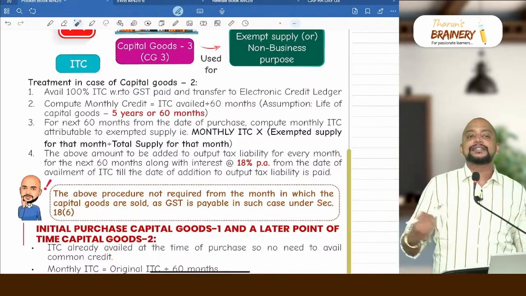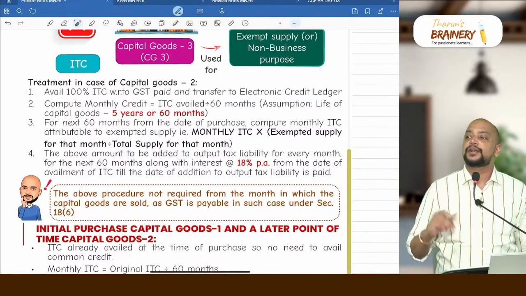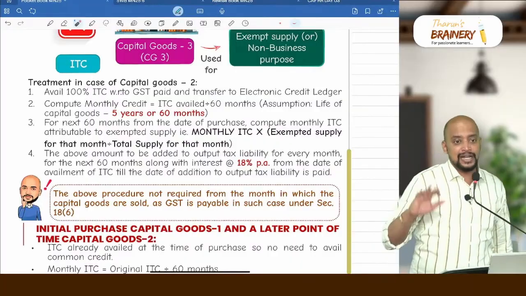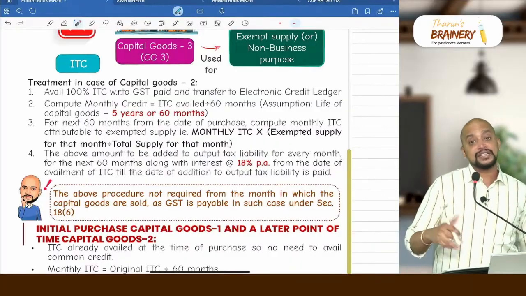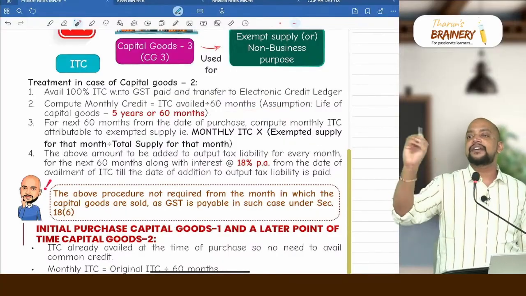Can we take a period less than 60 months also? Yes. In the question, suppose they have given 36 months or 48 months, you go by that 36 months or 48 months. If the question is silent, then only you need to take 60 months. So if the question says 60 months, you take 60. If the question is silent also, you take 60 months. So ITC availed divided by 60.